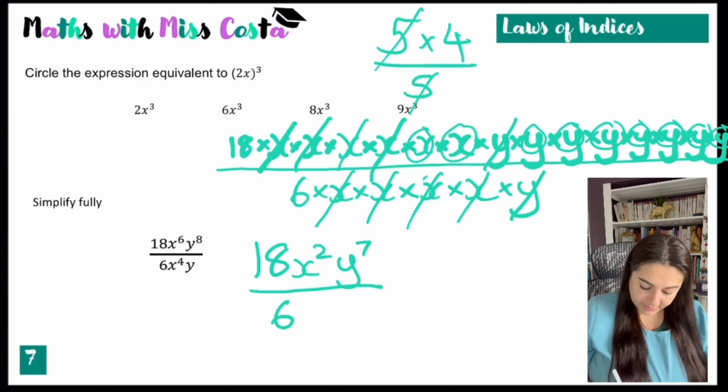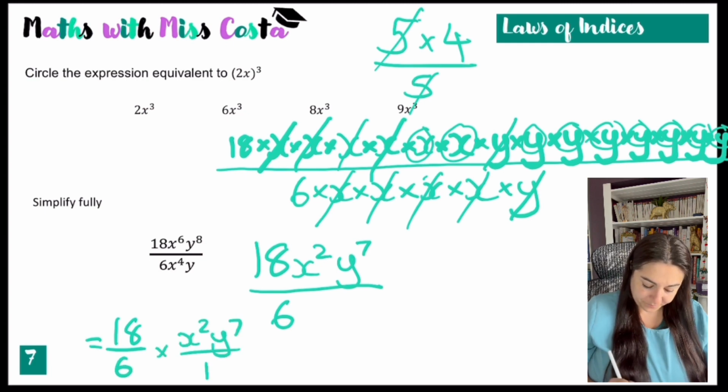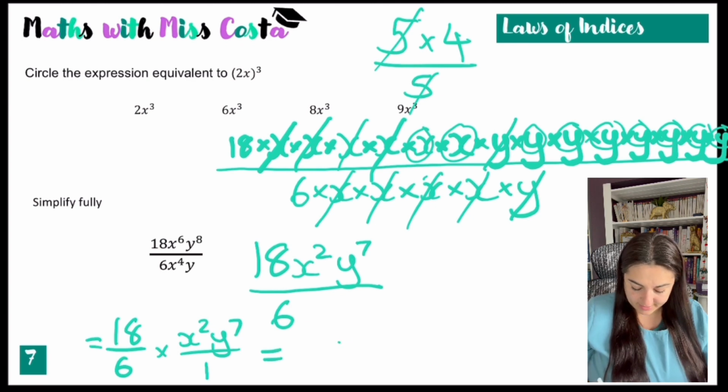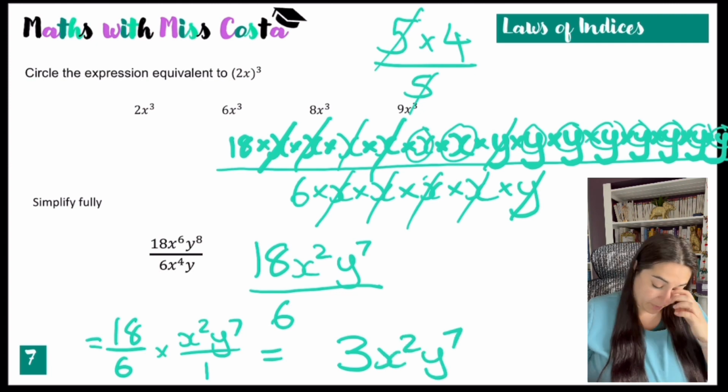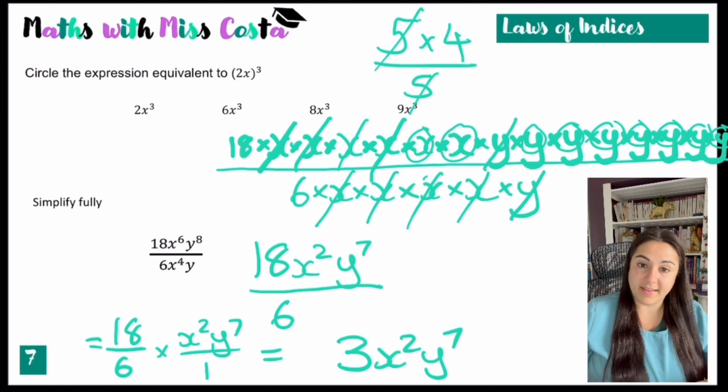Now, I could also write this, so I could simplify it into two fractions. So I could write that as 18 over 6 times by x squared y7 over 1. And what's 18 divided by 6? That's simply 3. So my final answer would be 3x squared y to the power of 7. So always divide the numbers if you can, and then simplify the indices.